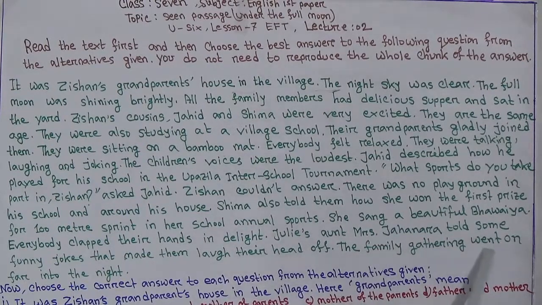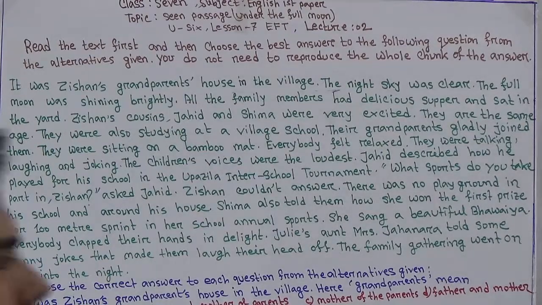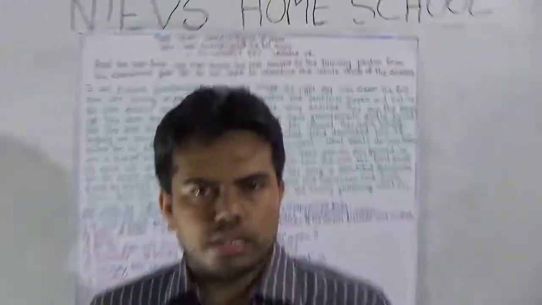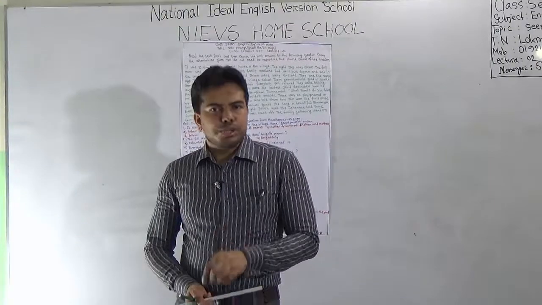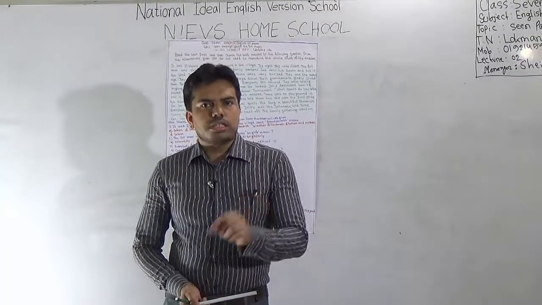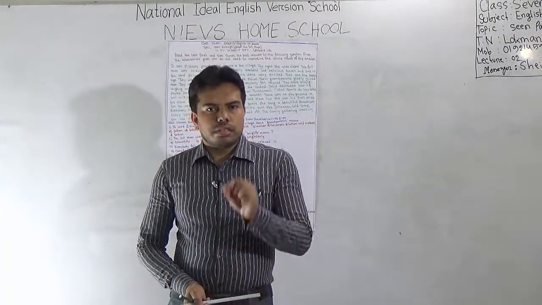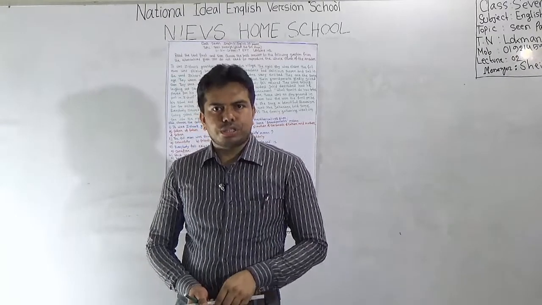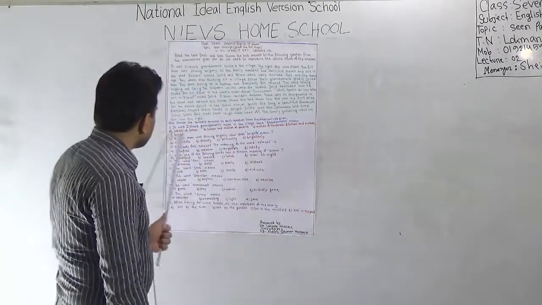The family gathering went on far into the night. Here, went on means to continue. Far means deep into the night. Now passage reading is done. During this reading, you should underline the specific words, tense, vocabulary and some important lines. Now go to question number 1.